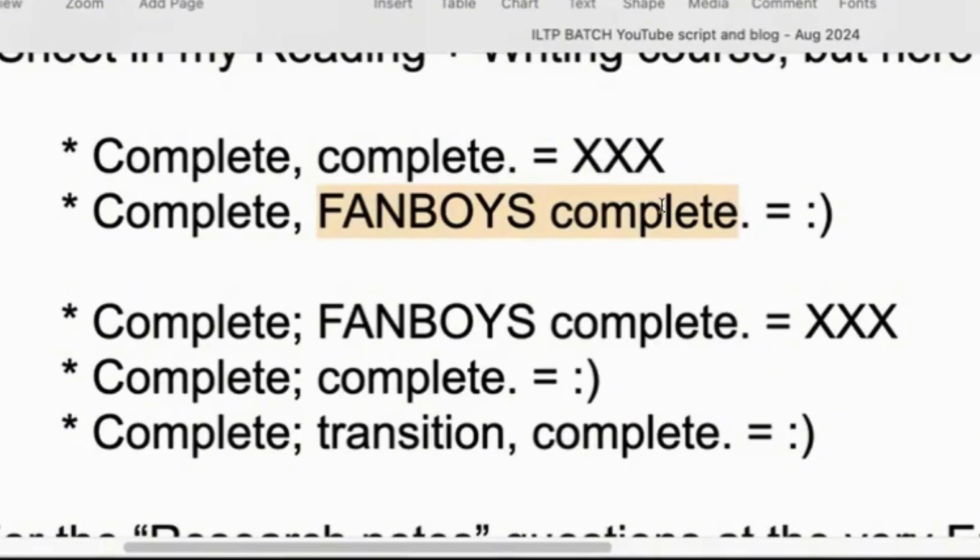Like, the Labrador puppy plays. Sentence. But the Labrador puppy plays. No longer a sentence. See what I just did there? I added "but," I added a fanboy, and it's no longer complete.